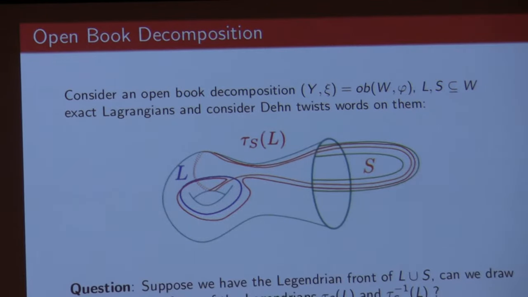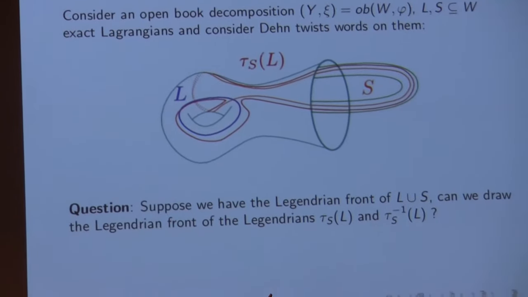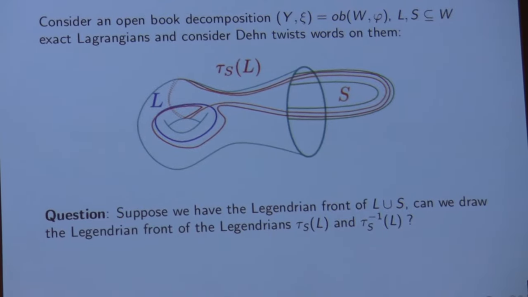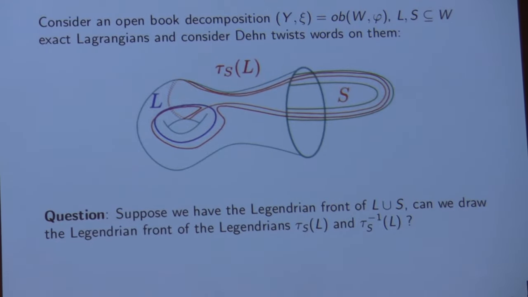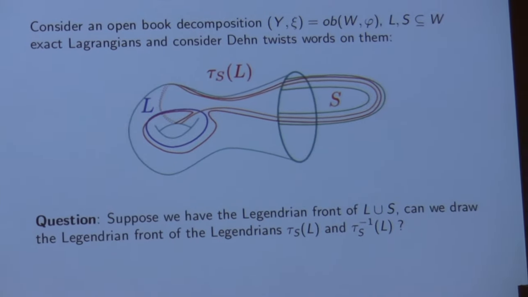So great. Now, suppose that we are able to draw L in the Legendrian front, and we're able to draw S in the Legendrian front. Question: can we draw tau_S of L or its inverse? OK, so I'm going to explain this now.